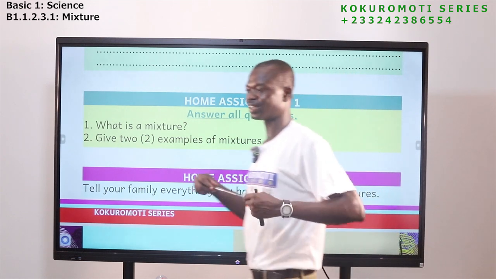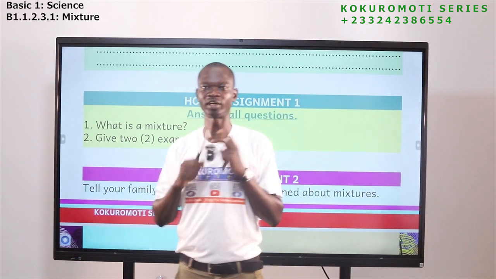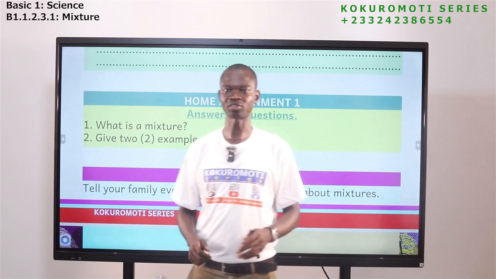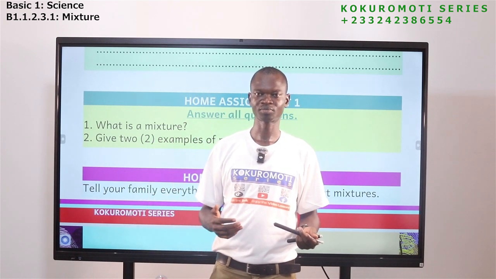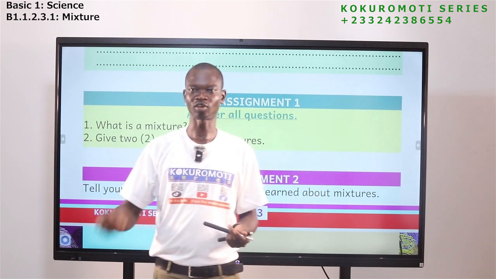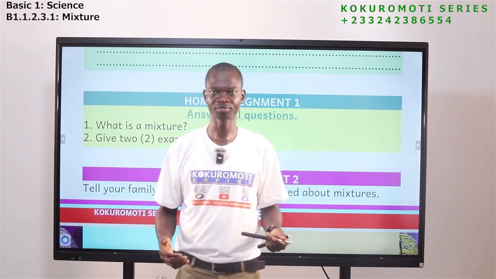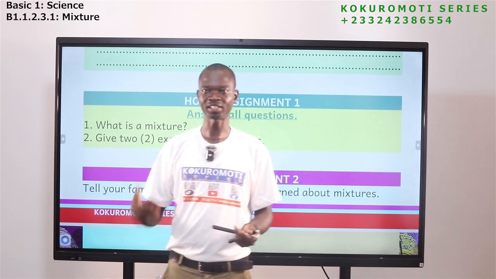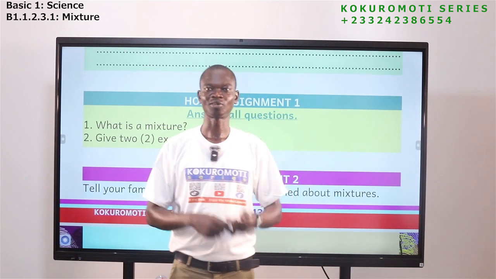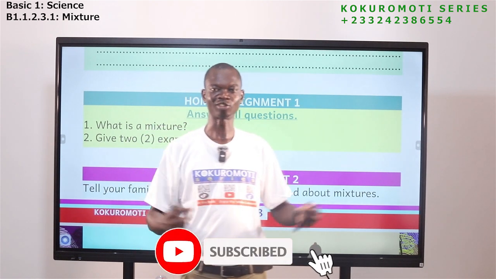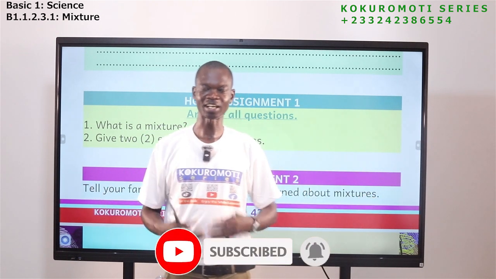And then home assignment 2, tell your family everything you have learned about mixtures. So all the things that you have learned today, when you go home, explain to your parents what a mixture is, and why we call something a mixture. Give examples of things that we can mix, and then explain to your parents why we call that thing what? A mixture.